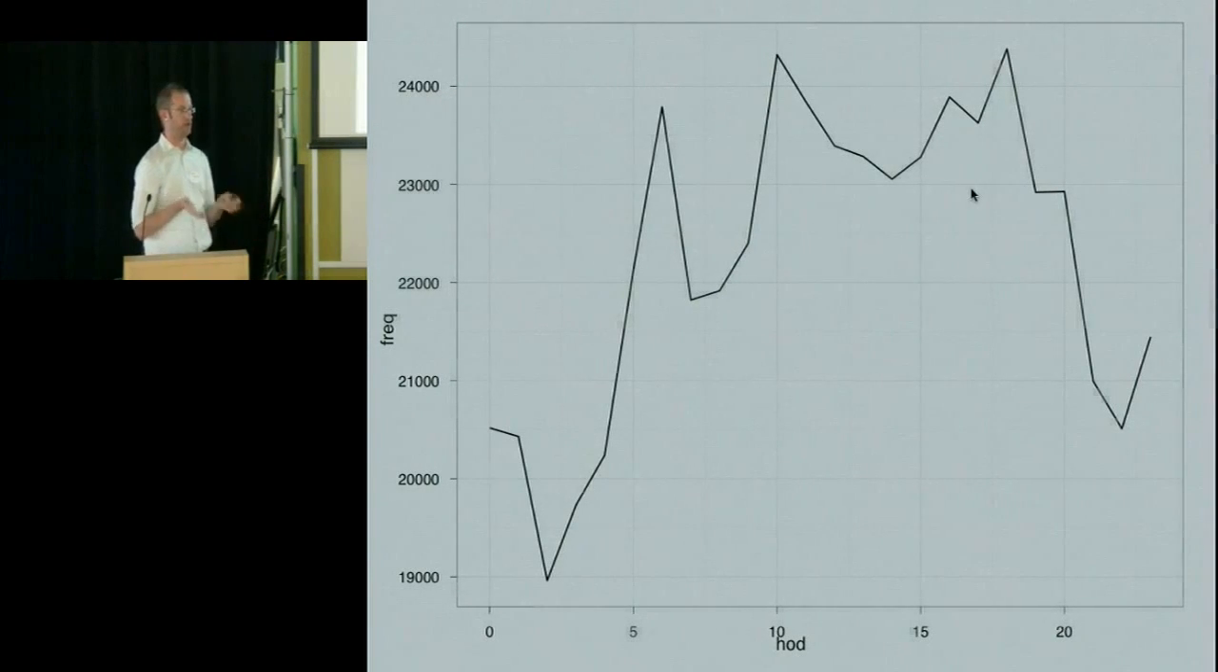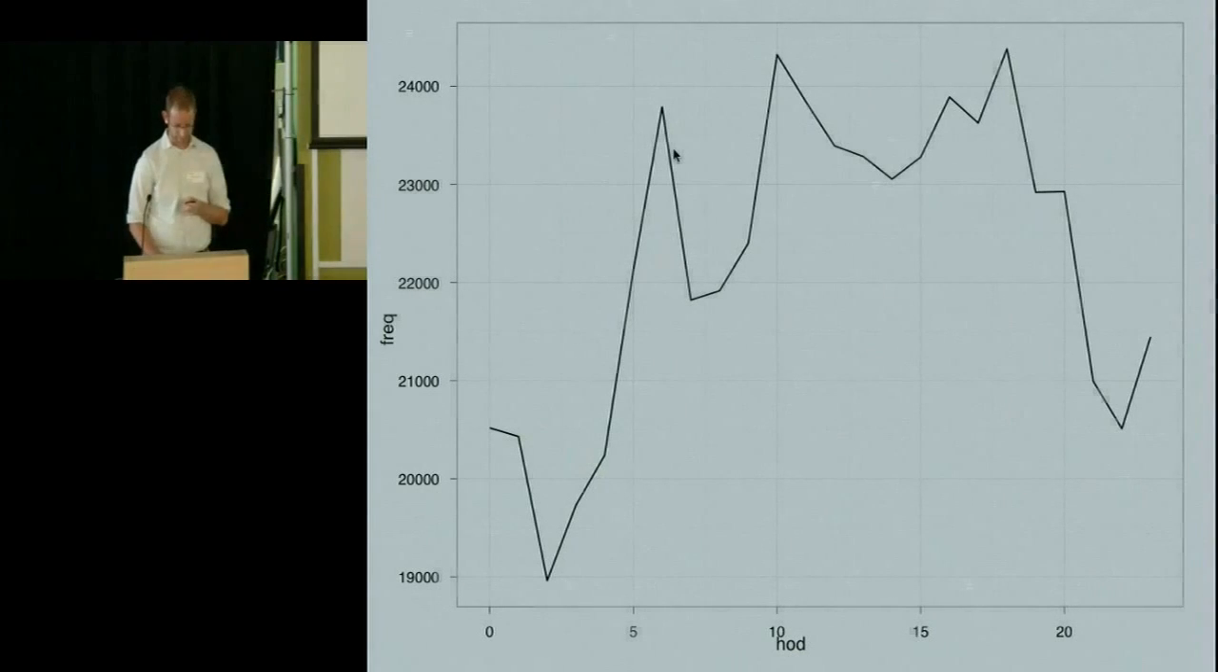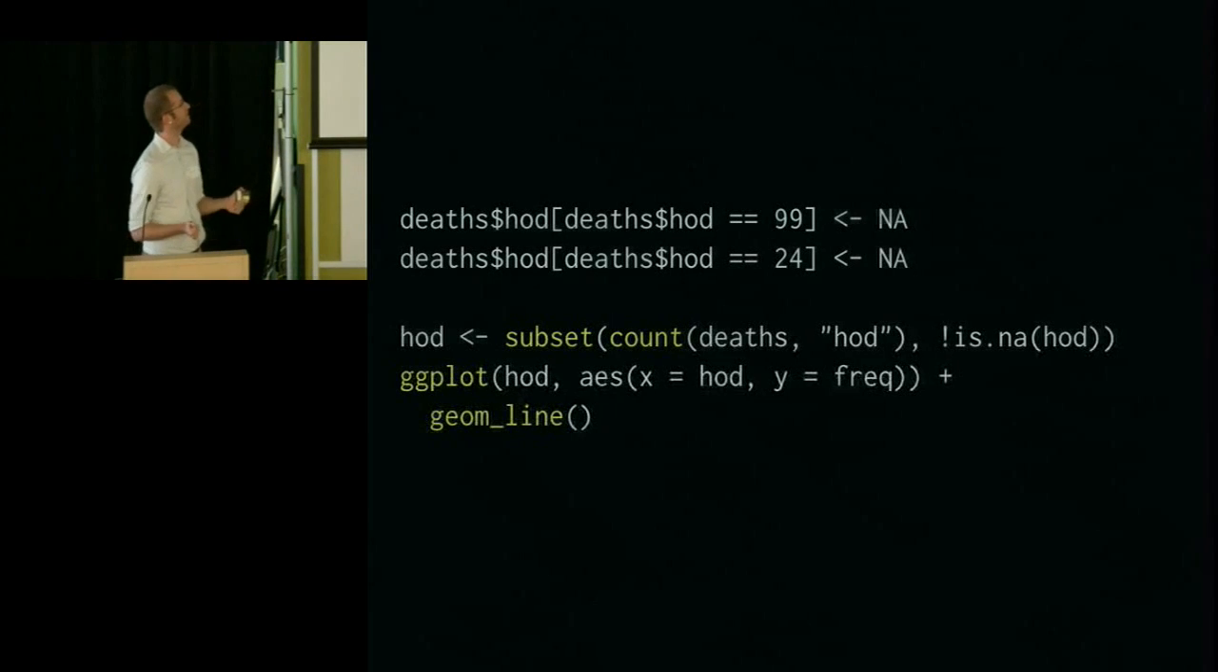You might wonder if this might be some kind of reporting bias, that people only discover the bodies in the morning. Maybe that's the 6 a.m. spike, when people wake up and discover the person next to them's dead. Okay, so how do we create that? Well, first of all, we need to do a little manipulation of the data.